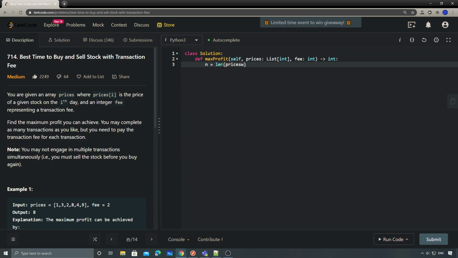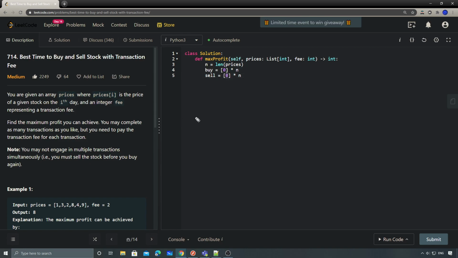So we have buy[0], start with this one, and sell[0]. The reason I define these with 0 is because the worst case scenario is that we never buy and sell, which means the worst profit we can ever get is 0.